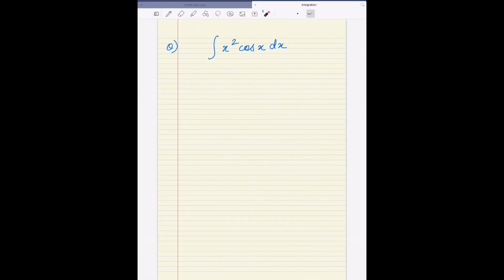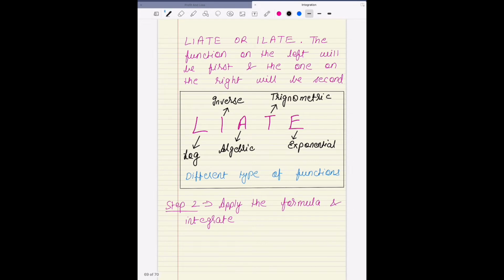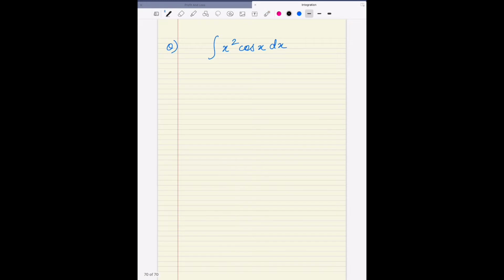So how do we use it? Let's get to the question. We have two functions over here, two different types, which means we have to use by parts. Now, how do I identify which is the first and which is the second function? It's very simple. We have all five types of functions over here. If you go from the left, whichever function comes first will be the first, and whichever comes after that will be the second. Whichever is on the left will be the first function, whichever is on the right will be the second function. In our question, x square is algebraic.